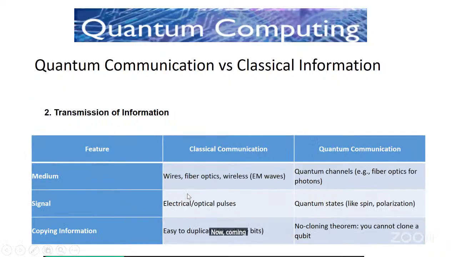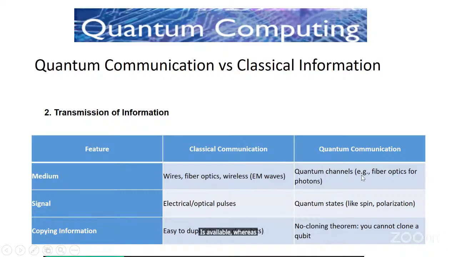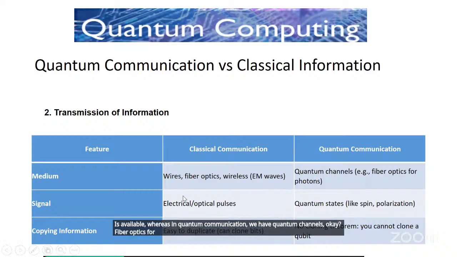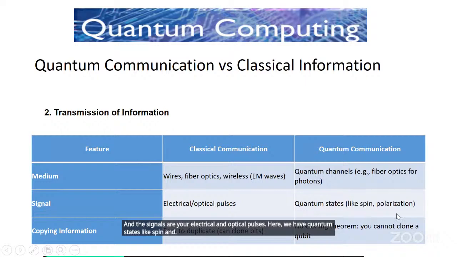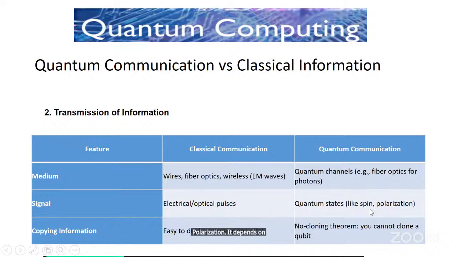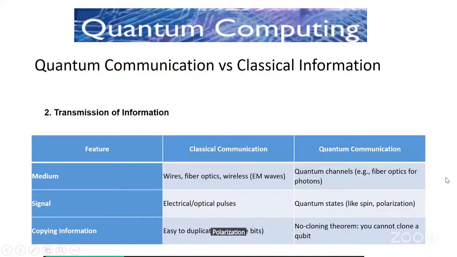Now coming here, the medium for transfer in classical communication is wires, optical fibers, and wireless. Whereas in quantum communication, we have quantum channels, fiber optics for photons. The signals in classical are electrical and optical pulses. Here we have quantum states like spin and polarization. It depends on the qubits. If you are using spin qubits, they use the spin energy. If you are using photon qubits, then they use polarization.